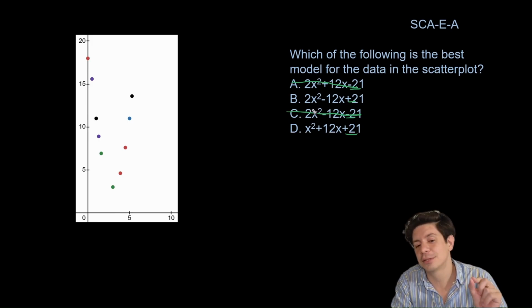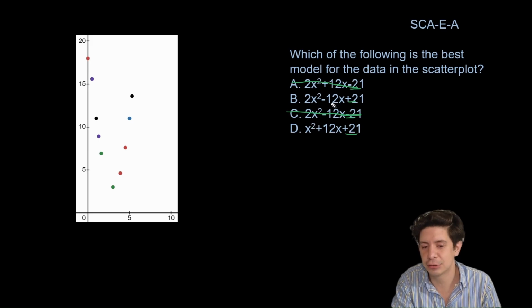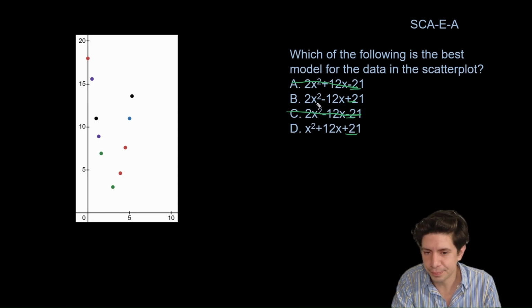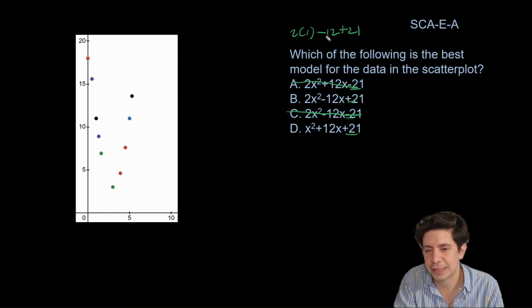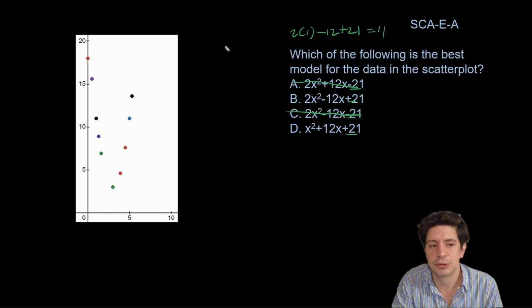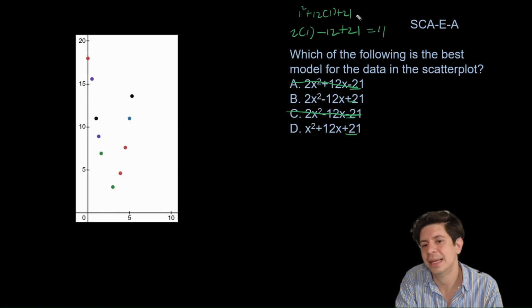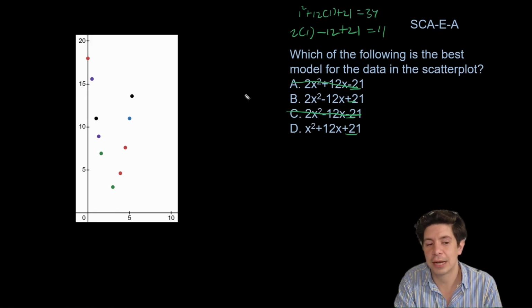It might be tempting to focus on the 2x squared and the x squared, but focus on the minus 12x and the plus 12x. And let's just plug in a value, right? Let's plug in 1. If we plug in 1 in B, we're going to get 2 times 1 squared minus 12 plus 21. So that's 2 minus 12 is negative 10, plus 21, that equals 11. So it's going down, which makes sense because this is going down. If we did it in the other one, we would do 1 squared plus 12 times 1 plus 21, and that would be 34. So this one would actually be facing down.